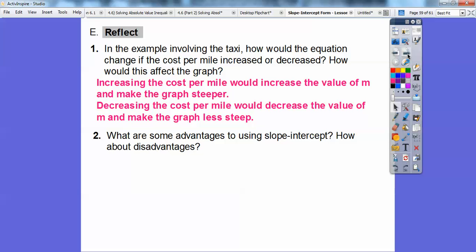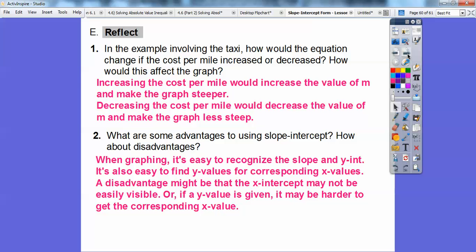What are some advantages to using slope-intercept form and some disadvantages? All right, well, in graphing, it's easy to recognize the slope and the y-intercept. It's also easy to find y values because it's y equals mx plus b when they give you a corresponding x value. A disadvantage might be that the x-intercept might be hard to see, or if they wanted you to find a y value, it may be harder to get the corresponding x value. Okay, if they give you the y value and you're solving for the corresponding x value.